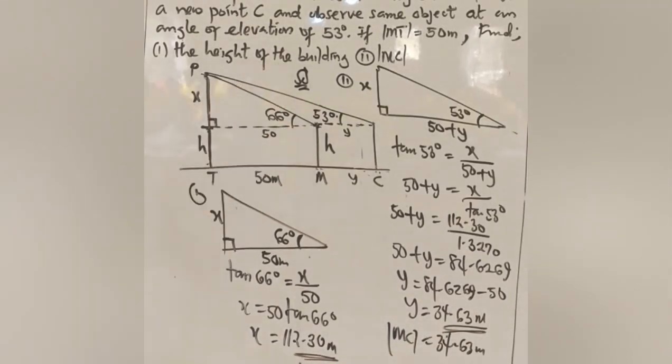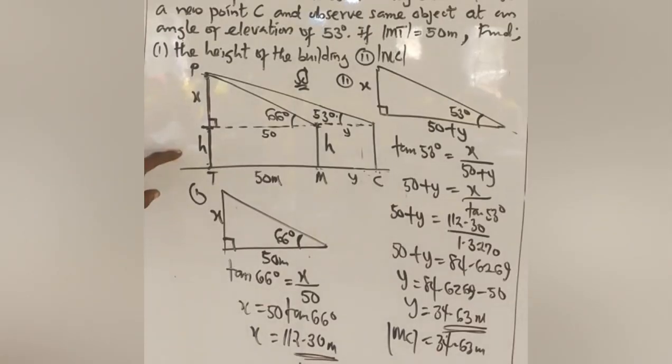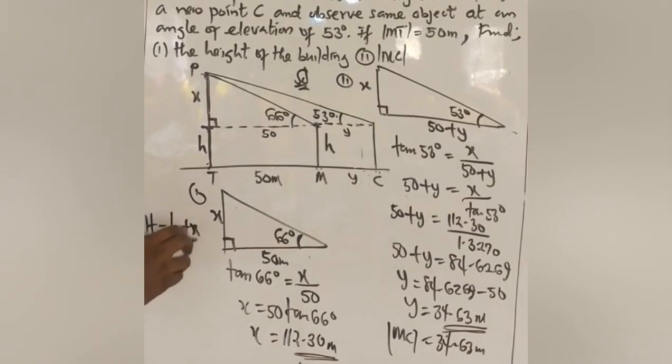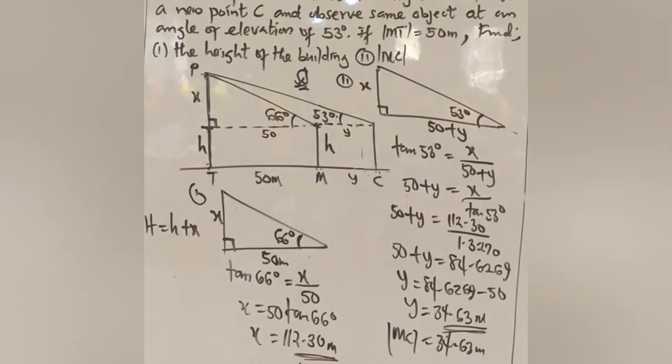We are told to look for the height of the building. The height of the building is from here to here. We already got the height of the building above the head of the boy, and if we know the height of the boy, we can get the height of the building. The correct height of the building, let's call it big H, is H plus X. We know X, but we are not given H. But the question is, can we get the value of H?